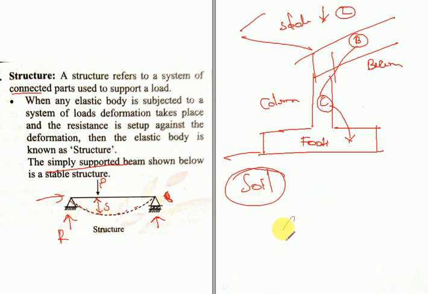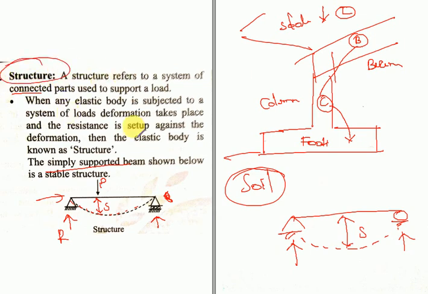So in any elastic body, if I take a simply supported beam, of course it gets deflected like this. This is called deflection, and the resistance to this deflection is given by the supports to hold the structure firmly in position. That is the basic scenario and the basic definition of the structure. Let me move into the next concepts.